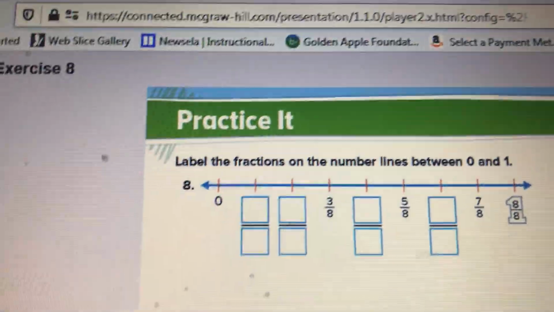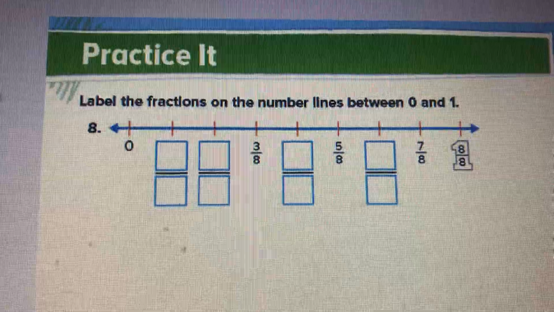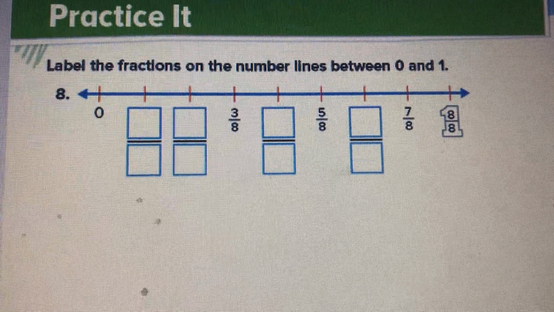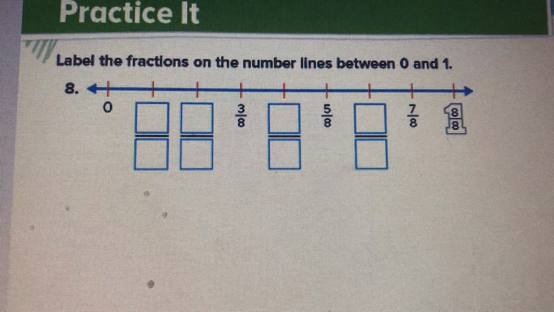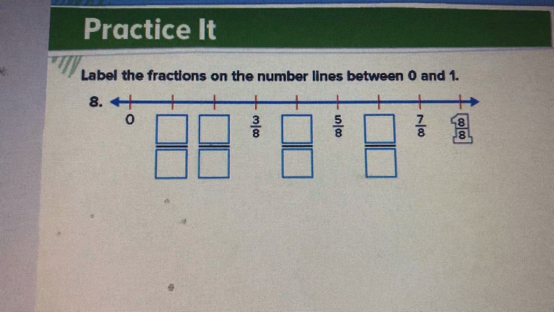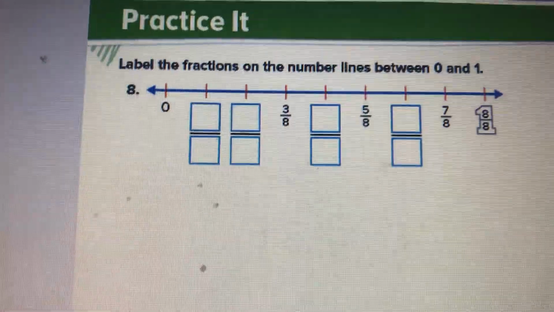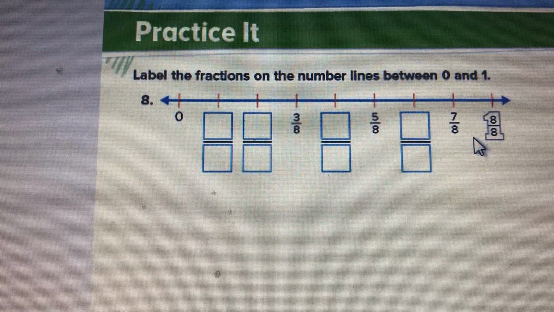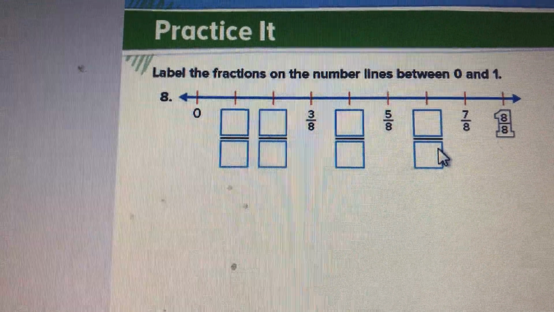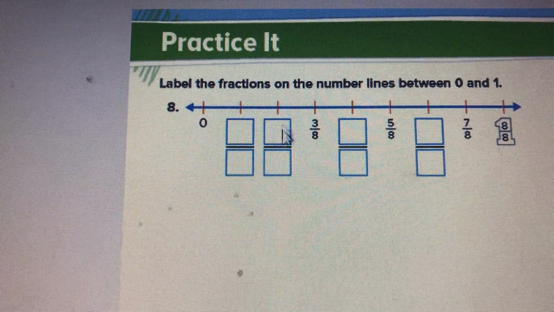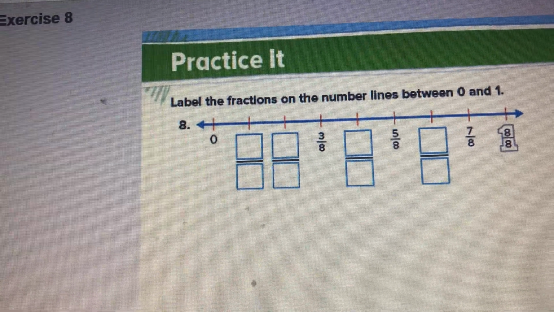Okay, label the fractions on the number line between 0 and 1. So again, looking at our denominators, we're dividing this number line into 8 equal parts. You can even look backwards if you want to. 8 eighths, 7 eighths. What do you think this one's going to be? Yep, 6 eighths, 5 eighths, 4 eighths, 3 eighths, 2 eighths, and 1 eighth. Go ahead and fill that in.